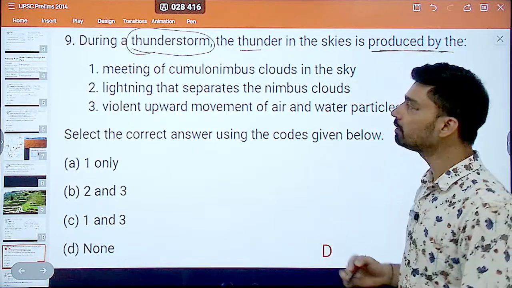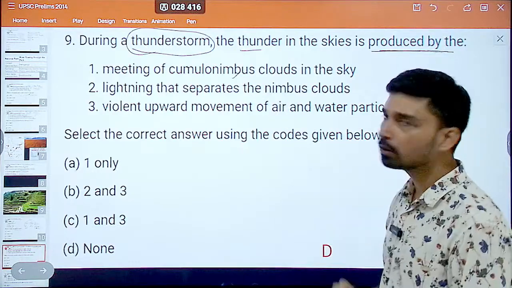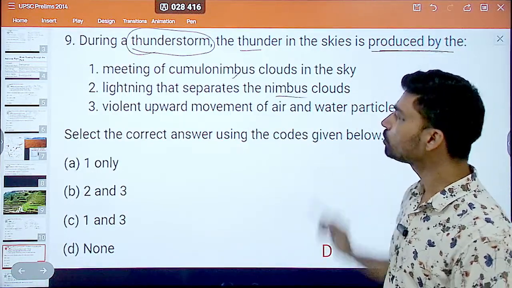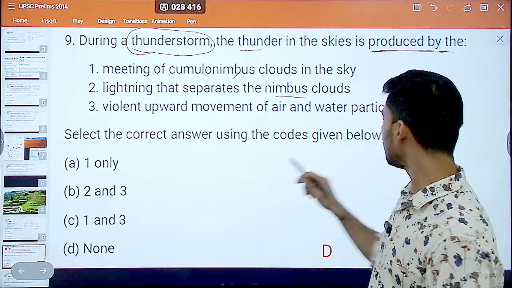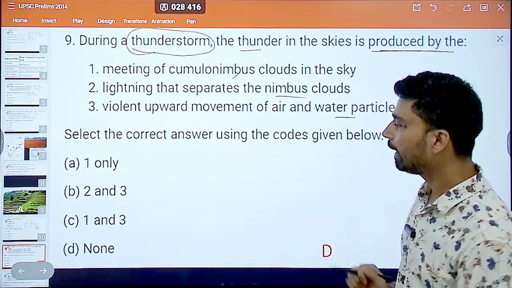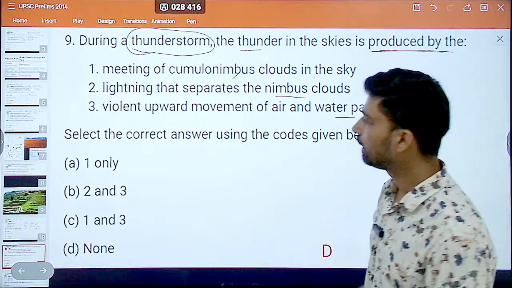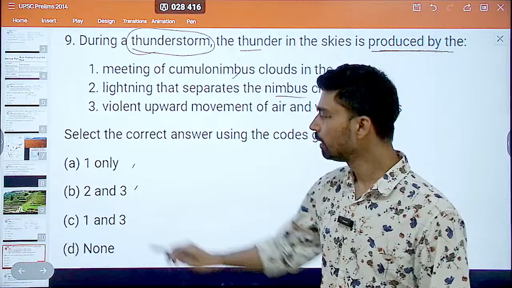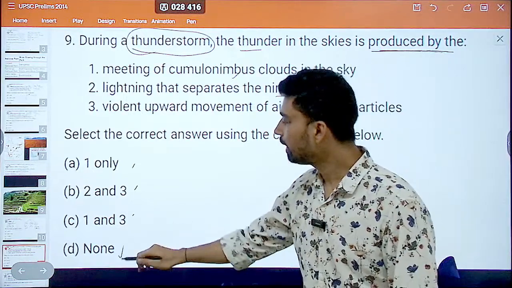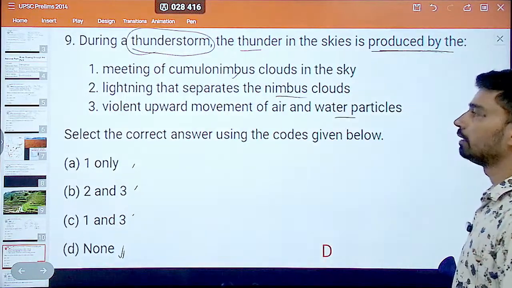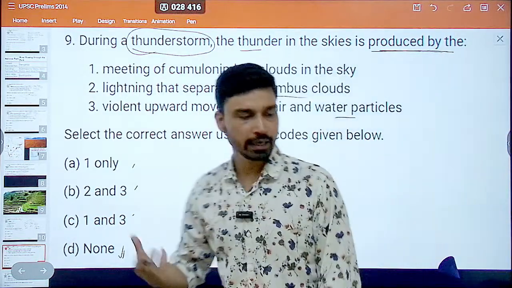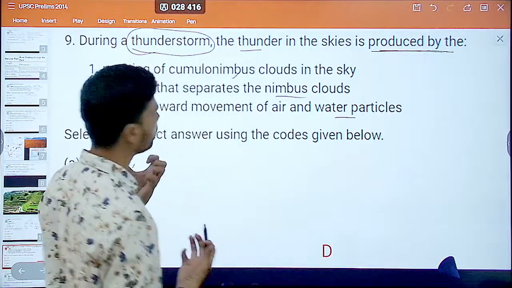Three options are given: meeting of cumulonimbus clouds in the sky, lightning that separates the nimbus clouds, and third, violent upward movement of air and water particles. Now, the options given here are A, 1 only, B, 2 and 3 only, C, 1 and 3 only, and D, none. So, let us first try to understand what a thunderstorm is, then we will try to find out what can be the correct option here.